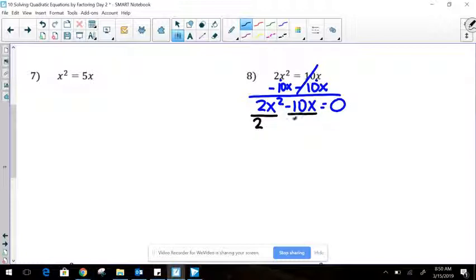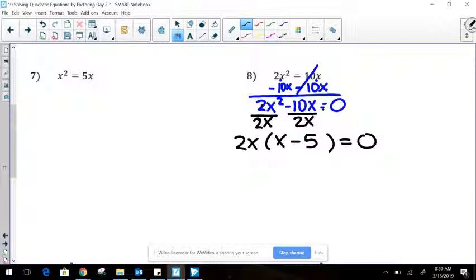The biggest number I can take out of both is 2. The most x's I can take out of both is just an x. So I have 2x, parentheses, equals 0. Let's divide. 2 divided by 2 is just 1. x squared over x is just x. Negative 10 over 2 is minus 5. Easy enough with the factoring. Now, this part looks different. We haven't seen this type before. But I'm going to set each mini equation equal to 0. So 2x is equal to 0, and x minus 5 is equal to 0.